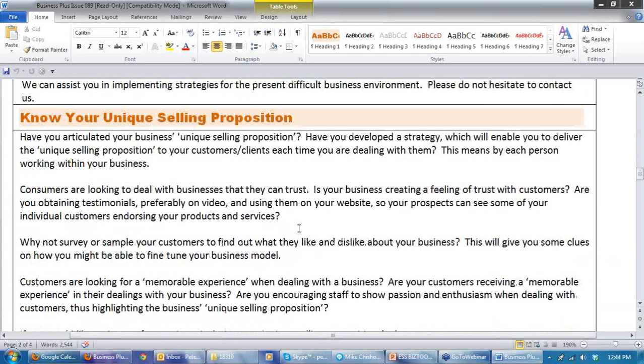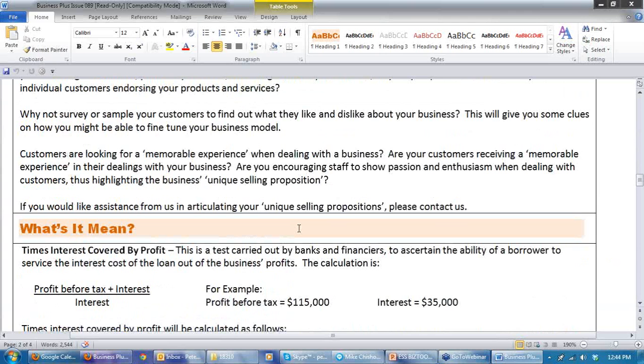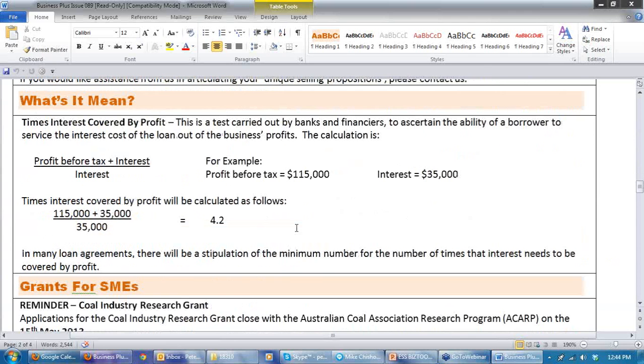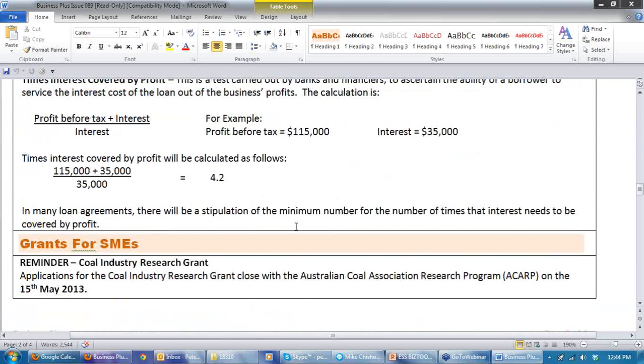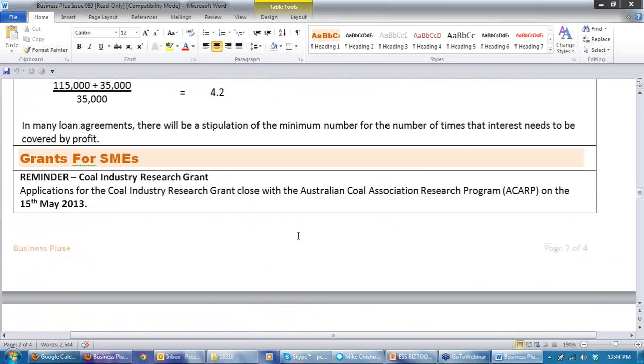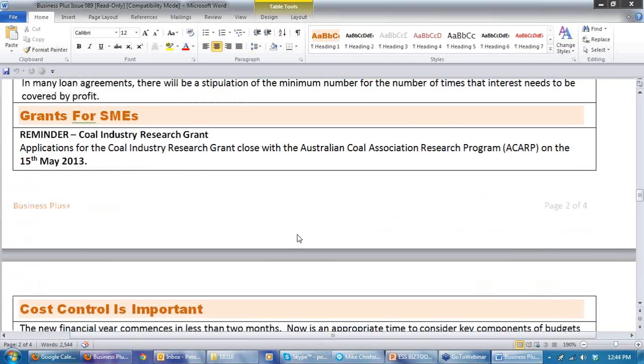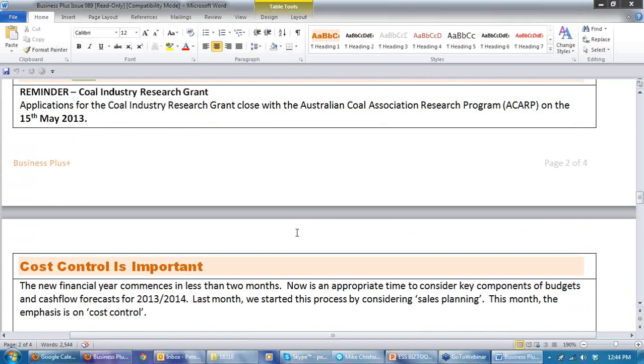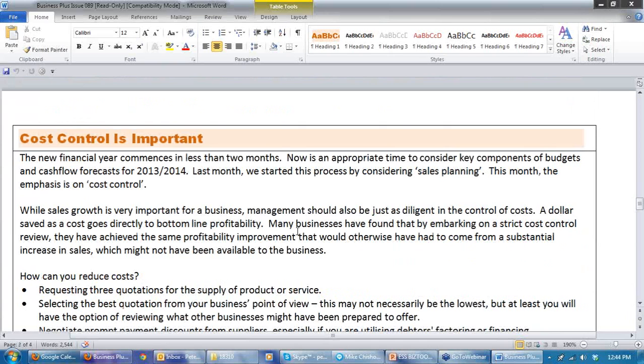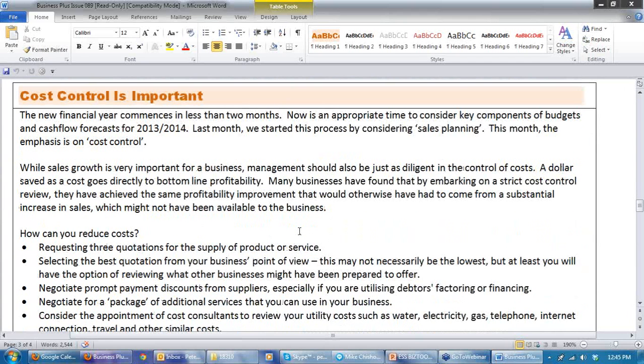We've been running a series on what's it mean to try to demystify accounting and business terminology. We continually mention grants, and there's a reminder that there's a coal industry grant, a private enterprise grant that actually closes, must be tomorrow. Cost control is important. We wrote that article because the CCH review into small business found that managing costs was the biggest single problem, according to small business operators, and accountants listed as the second biggest problem.